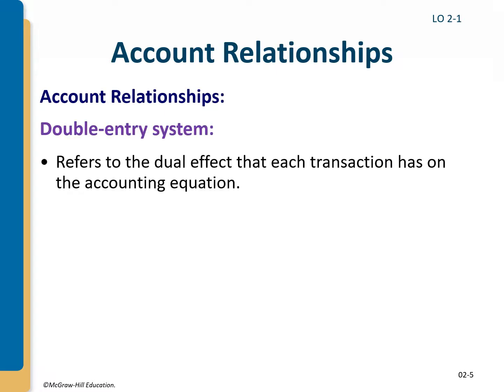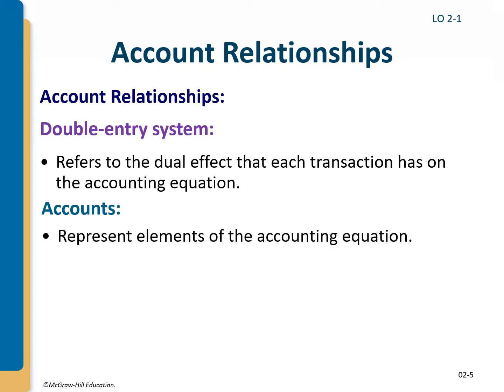What you need to remember, and this is our life, is we do double entry accounting. So there's a dual effect that a transaction has on the accounting equation. Remember, at least two items must be affected, of the elements we talked about back in the conceptual framework in Chapter 1.